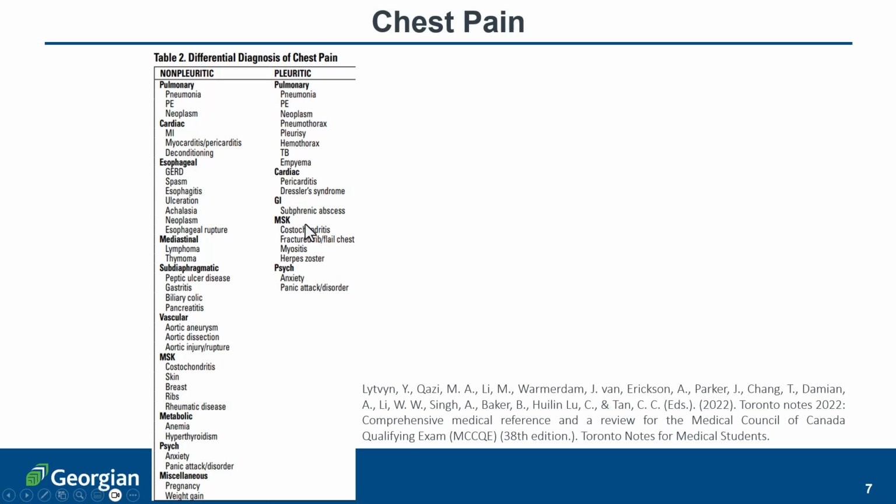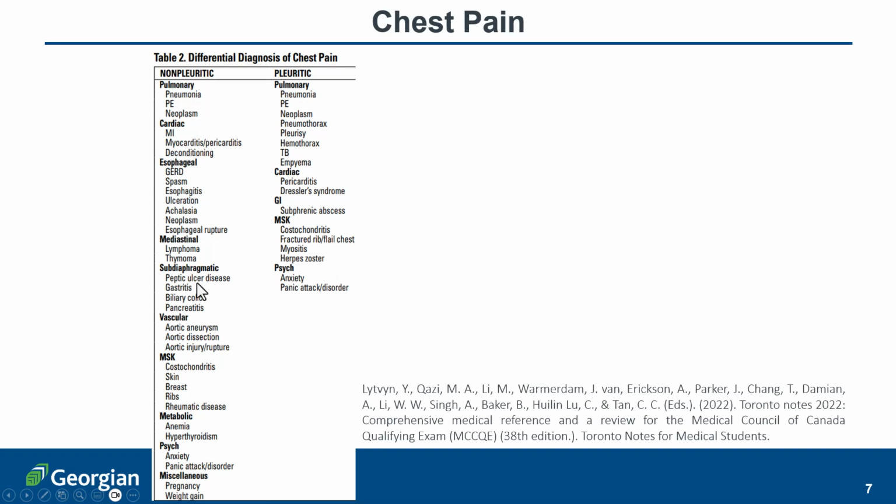Musculoskeletal disorders can also cause pleuritic chest pain, such as costochondritis, which is inflammation of the costal cartilages, and as the lung moves, it irritates or causes pain due to the inflammation of the cartilage as the cartilage moves, and that can cause pleuritic chest pain. Fractured ribs, typically several of them, can result in flail chest, and that can also result in pleuritic chest pain.